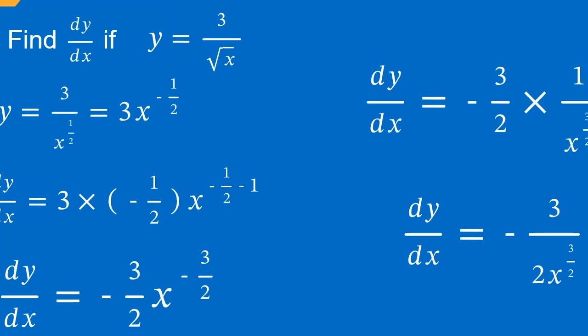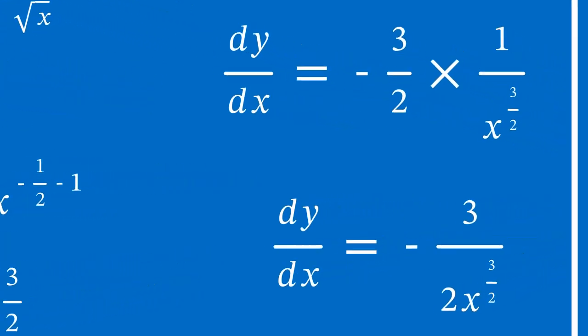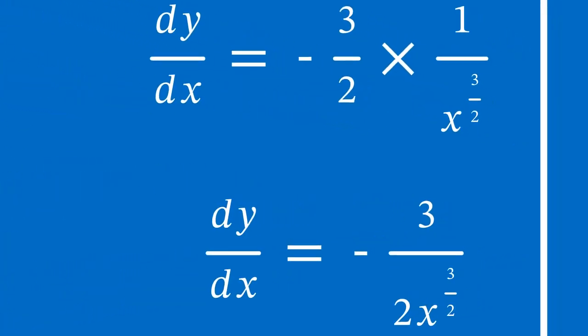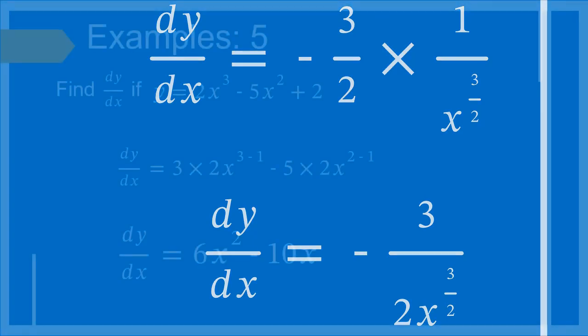From there, to simplify further, we now have dy/dx equals minus 3 over 2 times 1 over x raised to the power of 3 over 2. See, we have applied the law of indices again. We have removed the negative power, and then we have expressed it in terms of a numerator and denominator fraction. Then after that, we have dy/dx equals minus 3 over 2x raised to the power of 3 over 2.